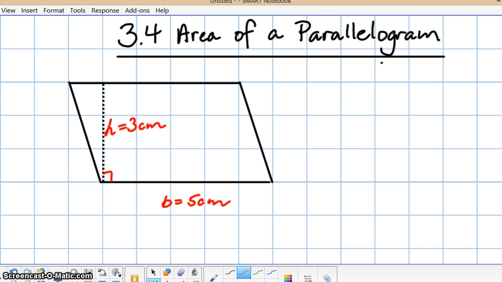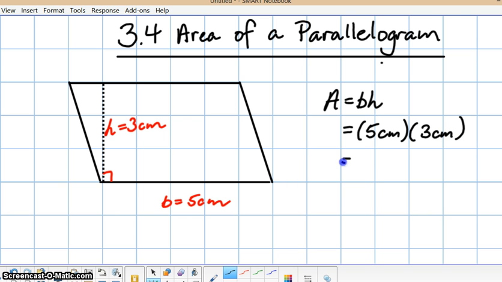So when we're calculating this, we know that we always need to set up the formula A equals base times height. We know in this case the base is 5 centimeters, so we're going to substitute that with brackets times the height, which is 3 centimeters. The total is 15 centimeters squared. Now how can we check our answer? Because like I said, we're not taking the slanted height, we're taking the perpendicular distance height.